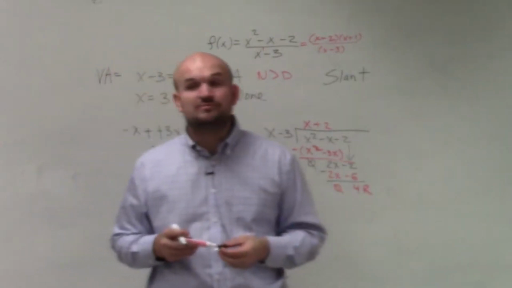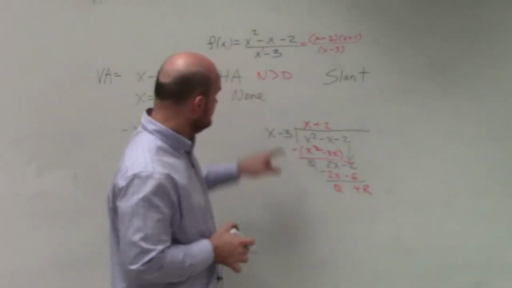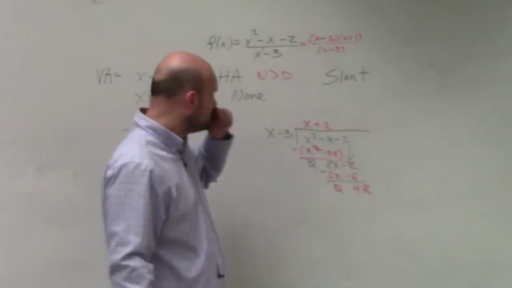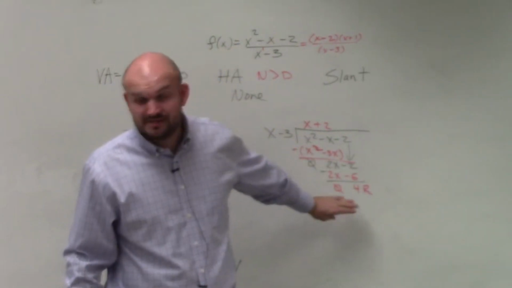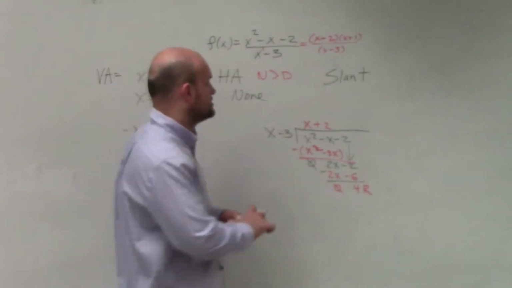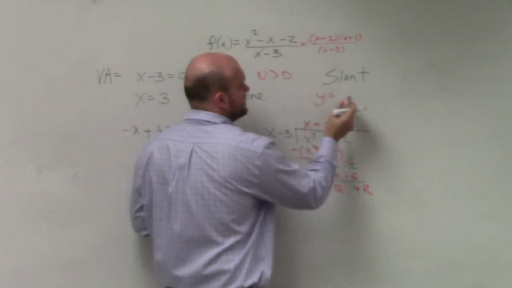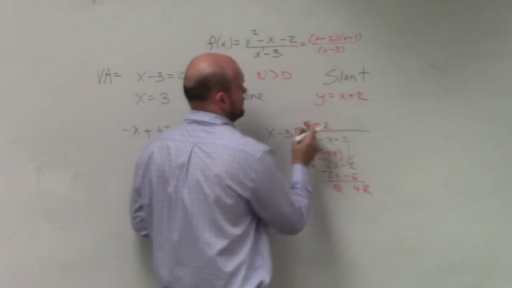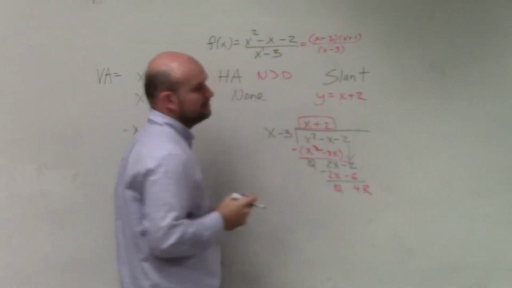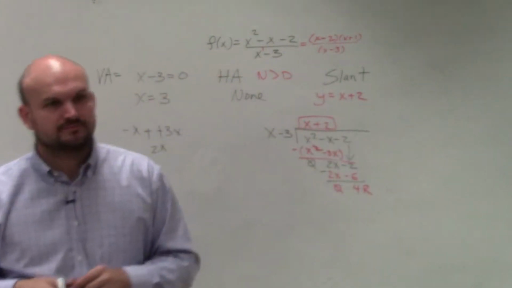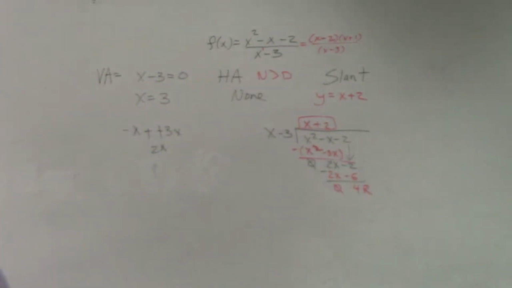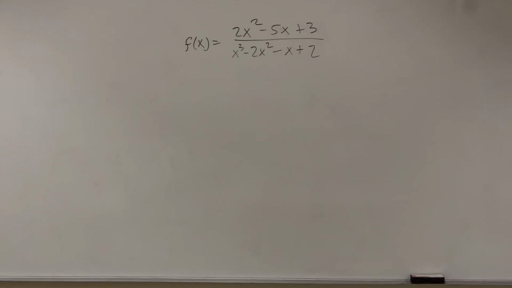However, I will tell you, don't worry about 4. X doesn't divide into 4. So don't worry about your remainder, ladies and gentlemen. It doesn't matter. Your slant asymptote is simply the quotient of the division. That's your slant asymptote. So don't worry if it has a remainder or not. So let's take a look at this problem, see what we can do for it, and see if I can help you guys out with this one.